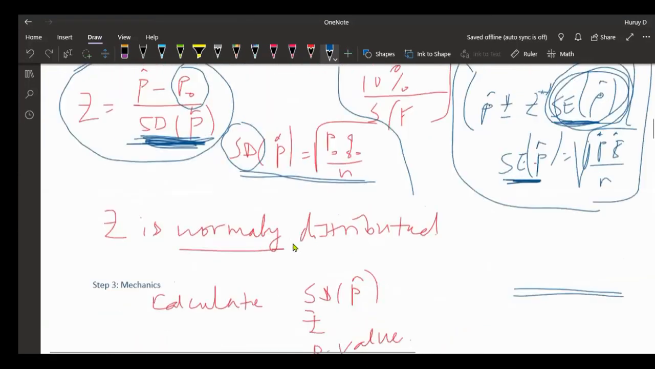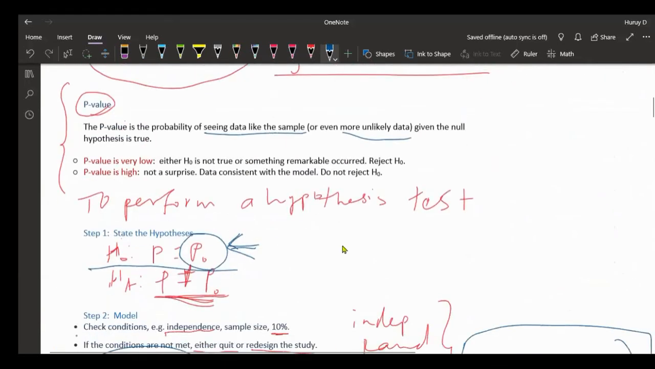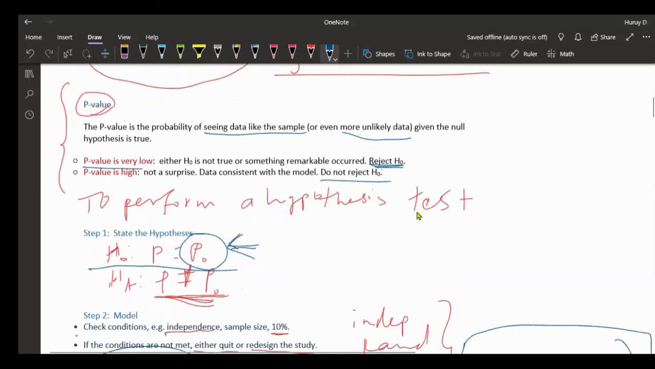Therefore, going back to the p-value definition, when p-value is very low, then either H0 is not true or something remarkable occurred. So reject H0. Okay, when p-value is very low, we reject H0. When p-value is high, we do not reject H0, or we say we fail to reject H0. Again, remember, we don't say accept H0. We don't know if it is true. Do not say H0 is true. Okay, I'm not sure about that. You just don't have enough evidence to disprove it.